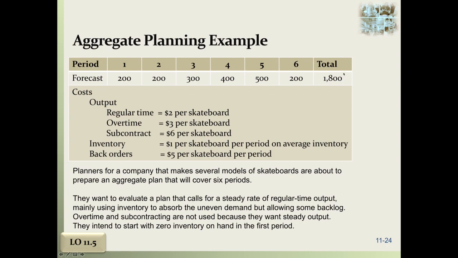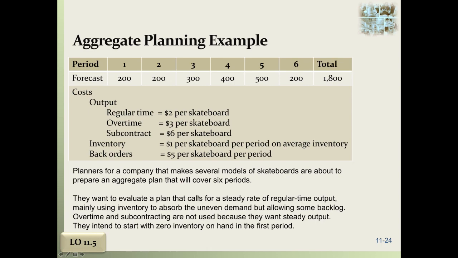Could be a quarter or whatever, but in this case, I think it's months. Your regular time is $2 per skateboard. Your overtime is $3 per skateboard. If you subcontract, it's going to cost you $6 per skateboard. And your inventory is $1 per skateboard per period, and back orders cost $5.